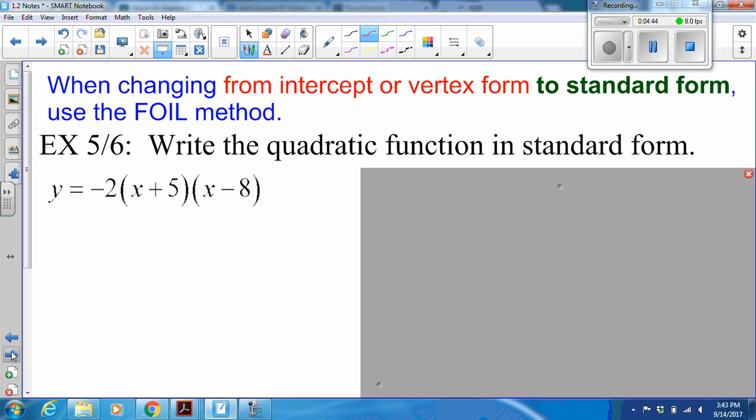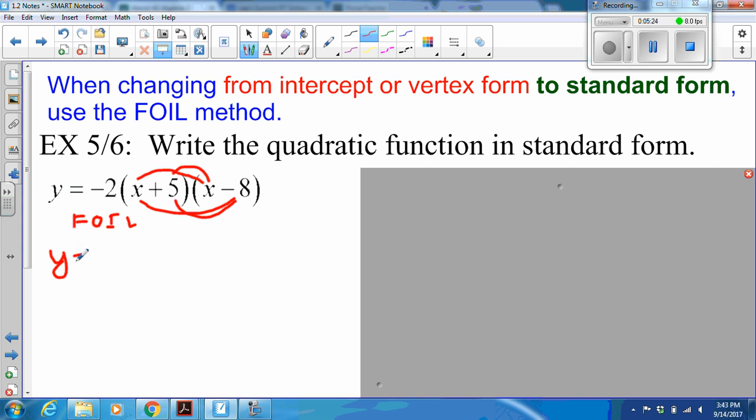Okay, moving on to our next example. You can always change from intercept or vertex form to standard, and to do this, we're going to use the FOIL method. For our first one, we are in intercept form, so we're going to go from intercept form to standard. What you need to do is FOIL first, and that's always your first step. So we do x times x, then the outer, x times negative 8, the inner, 5 times x, and the last, 5 times negative 8.